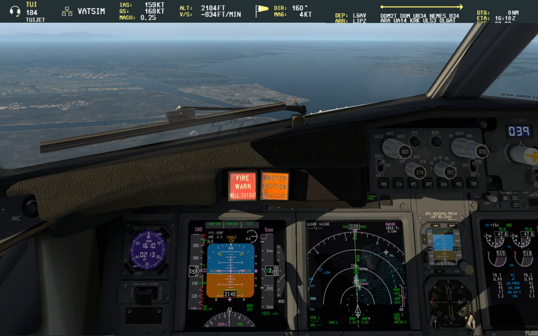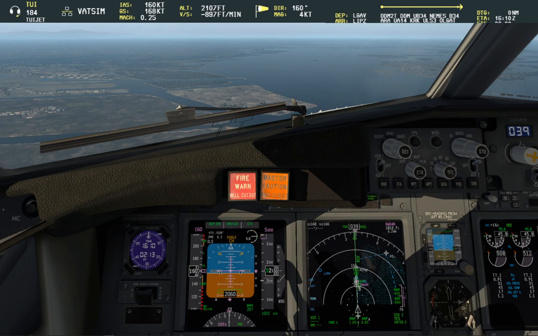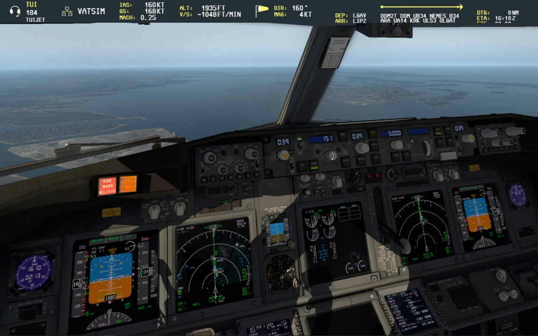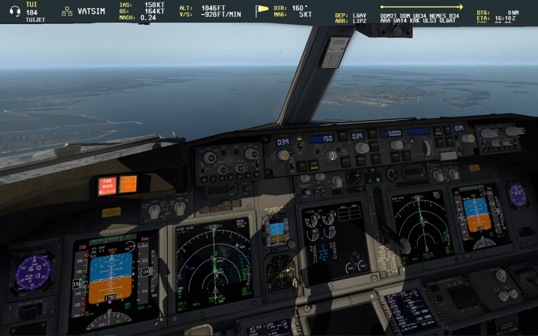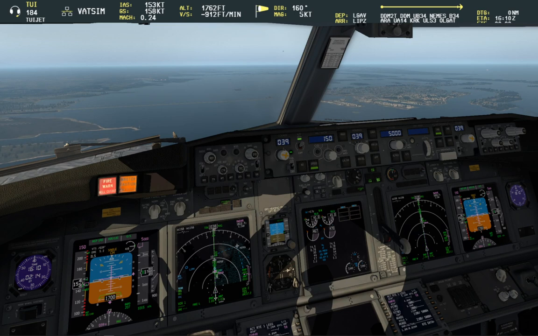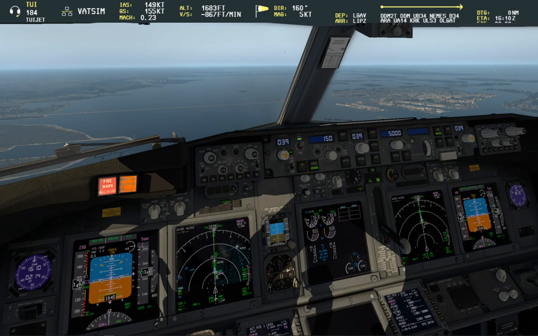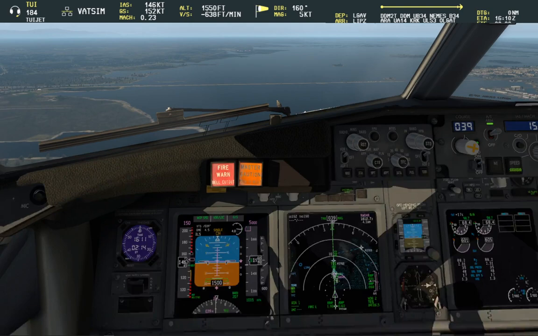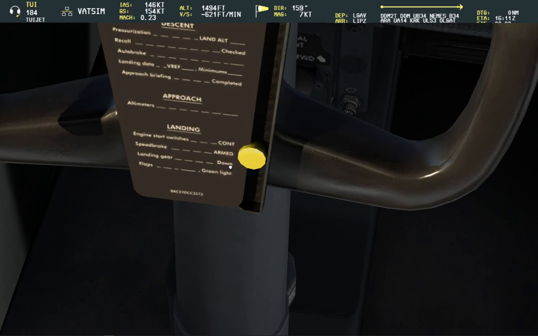Runway 04 right is vacated. 938. Alright then, gear down. Flaps 15. Good afternoon. 134 ILS approach on for establishment on 4 right. Royal 03, continue approach on 04 right. Runway 04 right for takeoff. Expedite the takeoff. Landing checklist: engine start continuous, speed brake armed, landing gear down, three greens, flaps 40, green light.